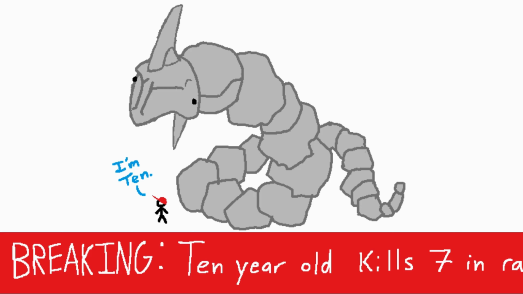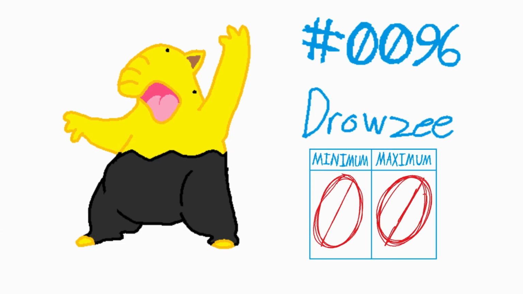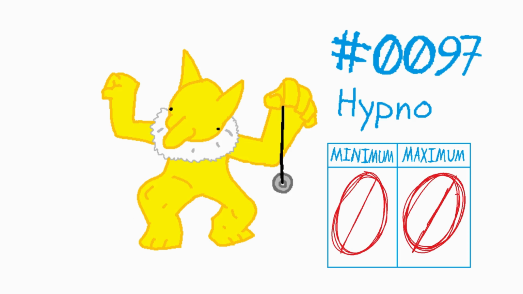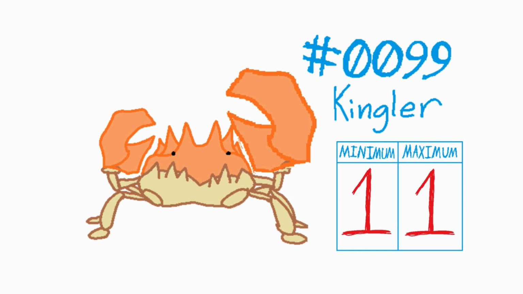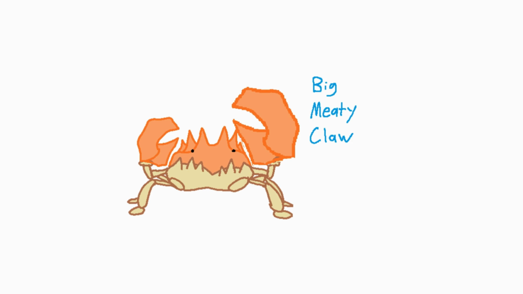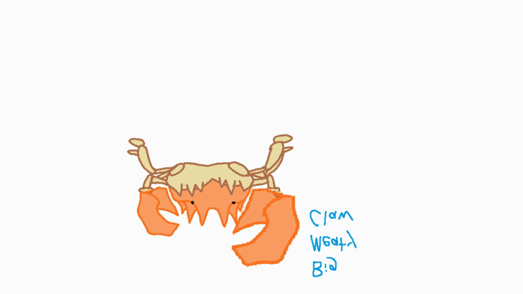Like, what? Drowsy. His whole gimmick is that he hypnotizes people, but I really don't think he could hypnotize a truck. Hypno. Refer back to Drowsy. Krabby. It's just a crab. Kingler, possibly the dumbest entry on the entire list. Half the Pokédex entries are just talking about how powerful he is, and then the other half talk about how stupid he is. He is so unbelievably clumsy. It has one massive claw apparently, and just by moving it too quickly, it can knock itself off balance.